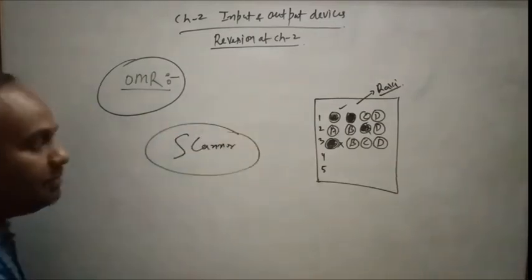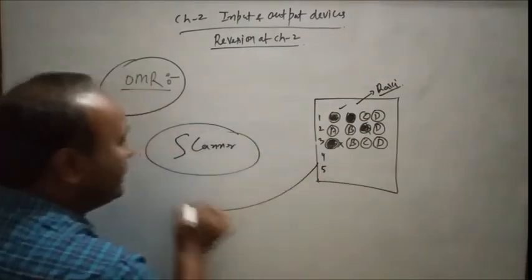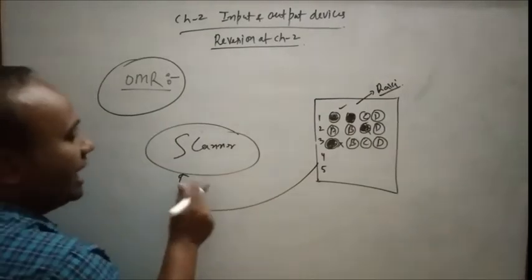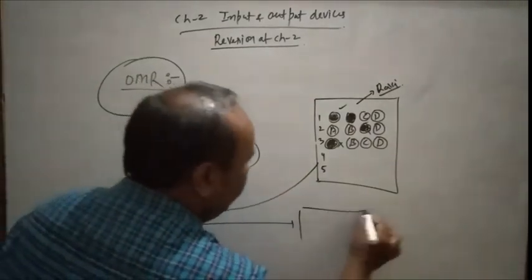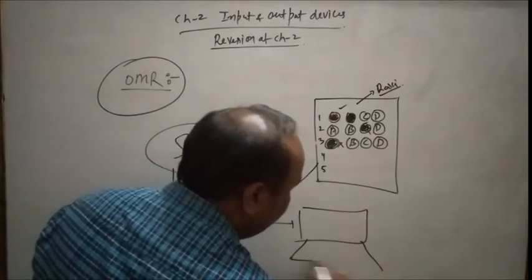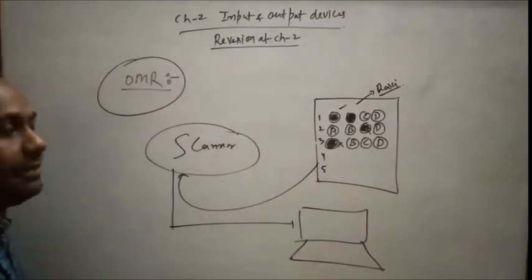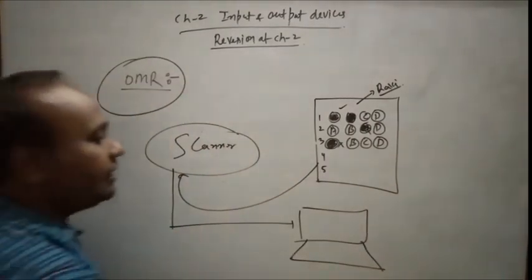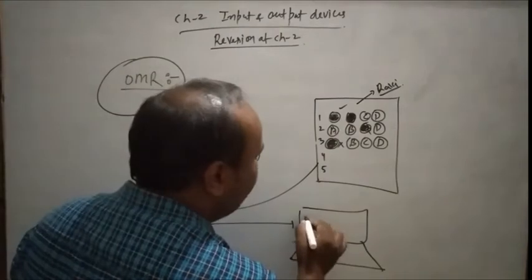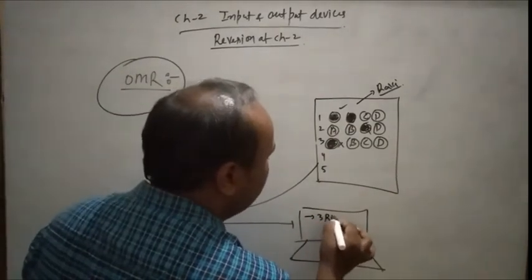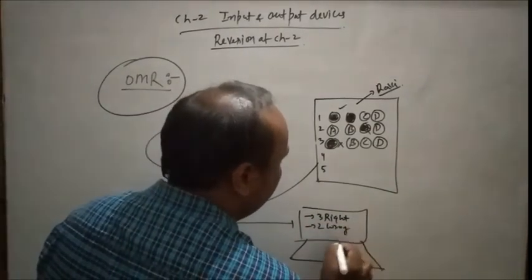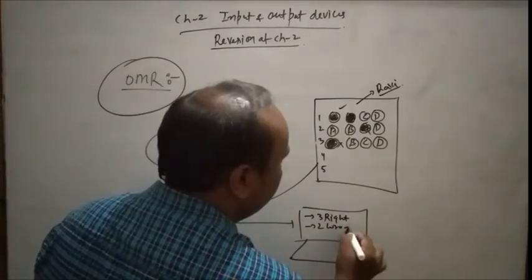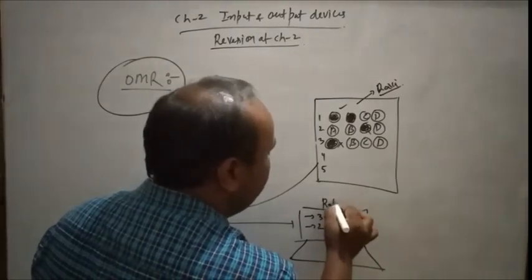Okay, and when we put this document into the scanner, after checking, within minutes, it gives the complete result. Suppose that of 5 questions, 3 are right and 2 are wrong. So directly the answer will come: 3 right and 2 wrong. Name is Rahul.